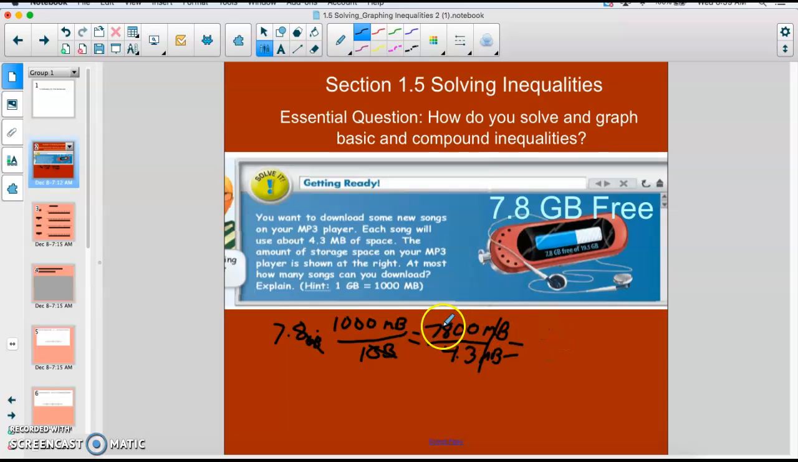And so when we do 7,800 divided by 4.3, we get 1,813.95. So what does this mean in practicality? You can't have 0.95 of a song, right? And so how many songs can we fit on this thing? 1,813 songs.